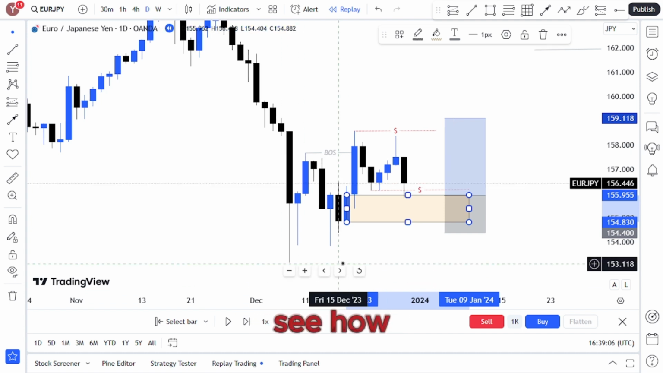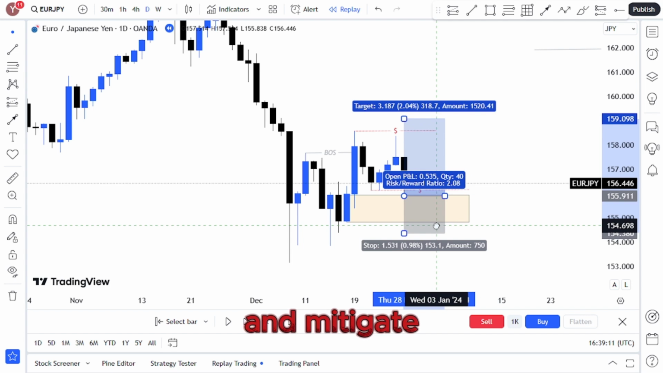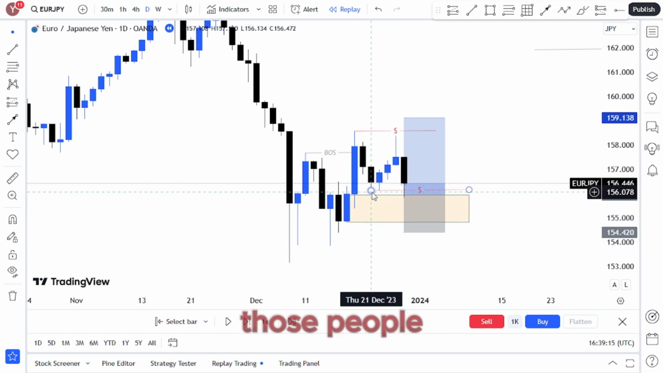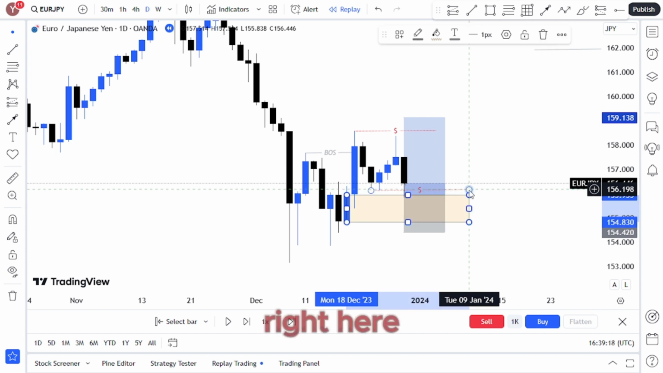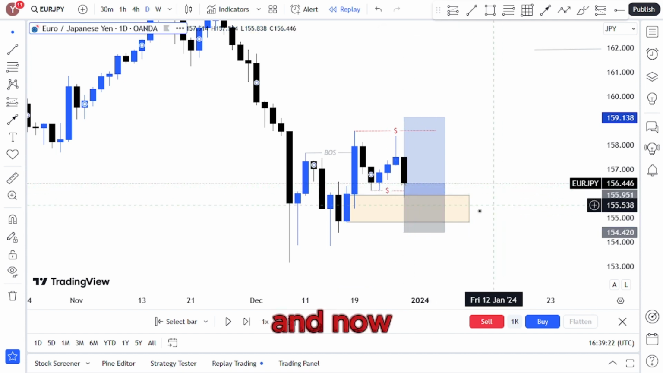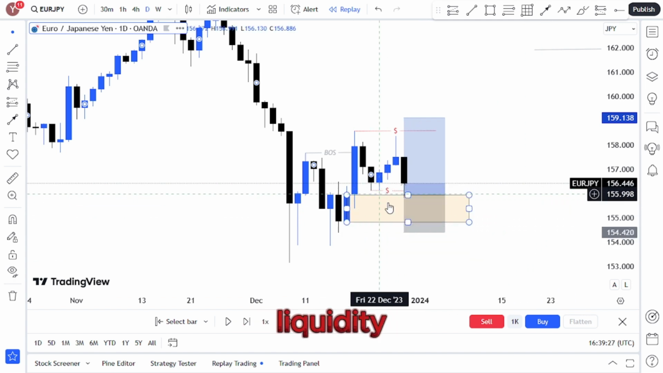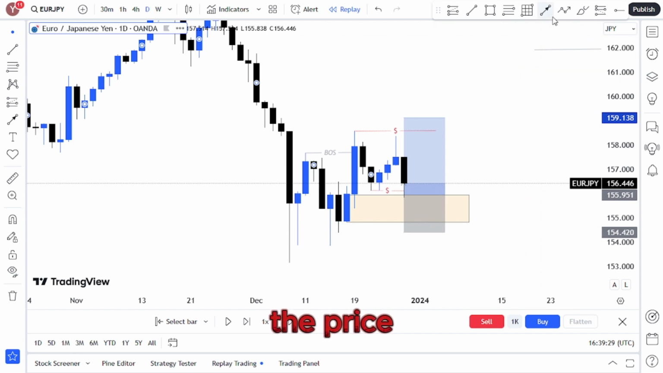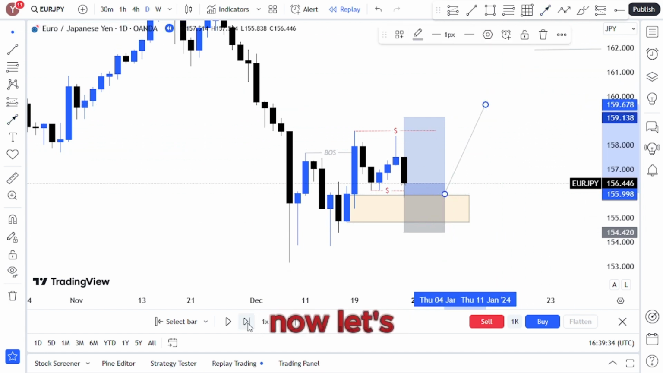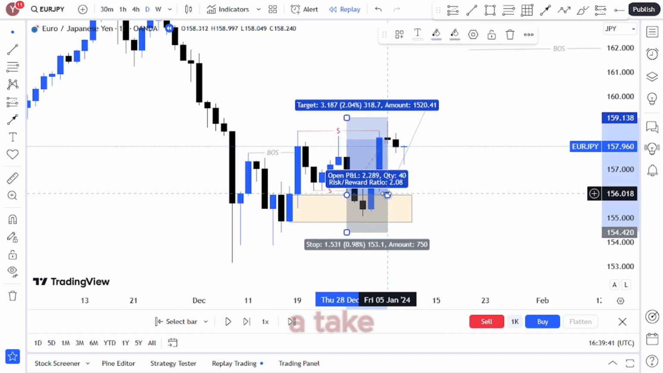So you can clearly see how market came back precisely and mitigate your order, take you in and liquidate those people that bought earlier right here. It took them out, and now you're in the market. Price mitigates your POI, take out your liquidity, and you can clearly see that price will move very, very crazily ahead. So now let's continue. You can clearly see what happened. So you just have a take profit right here.